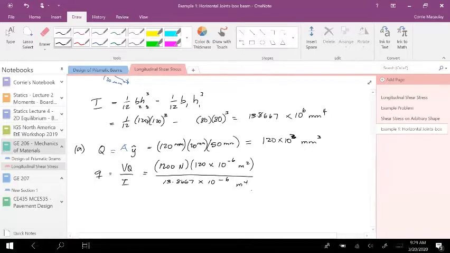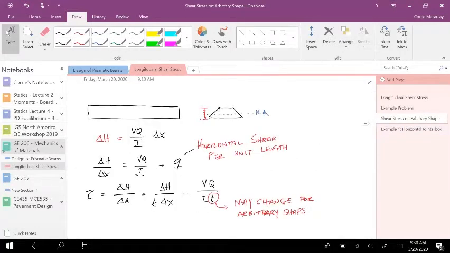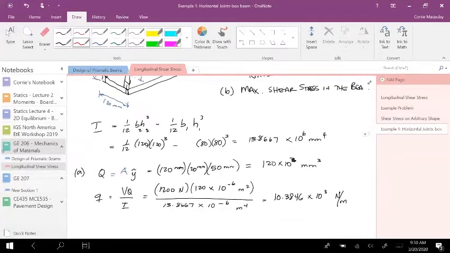Right? So, okay, I have that in meters. And y'all can do this in millimeters, I just wanted to change it to meters. So therefore, we're going to have q equals 10.3846 times 10 to the 3 Newton per meter. All right, but that's q, right? So q is shear force, horizontal shear force per unit length. All right, so for every unit length.